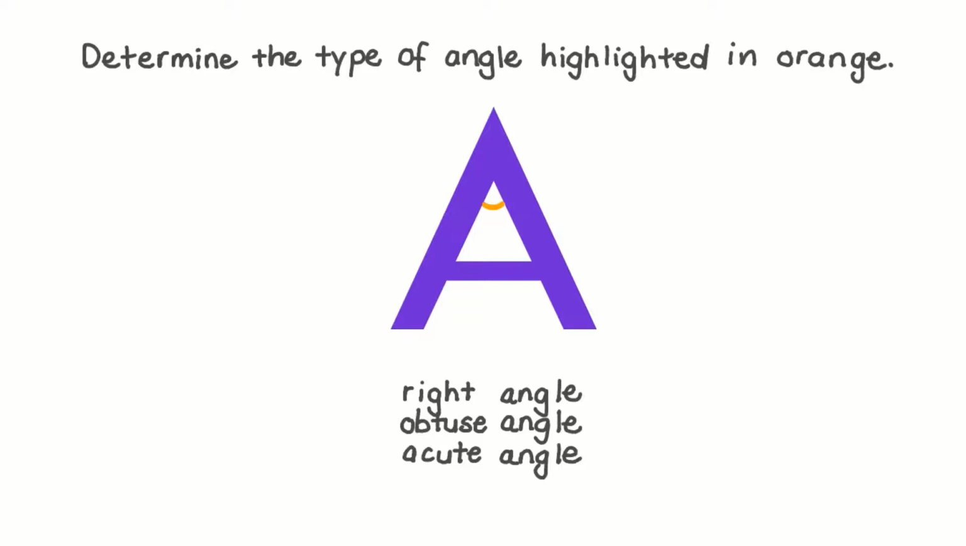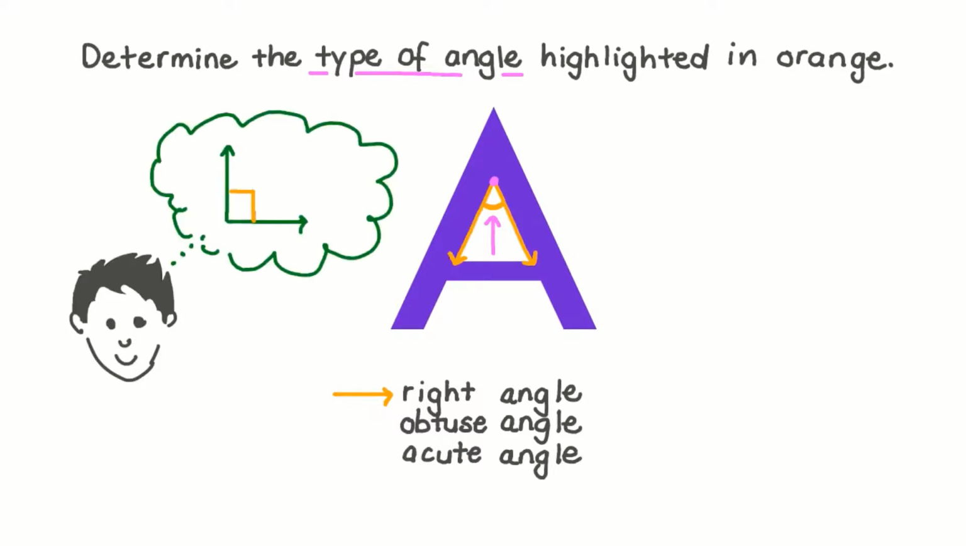Determine the type of angle highlighted in orange. Is it a right angle, an obtuse angle, or an acute angle? In this question, we have to identify which type of angle the orange angle is. Is this angle a right angle? We've drawn the arms of the angle. This is a right angle. The orange angle is less than a right angle.